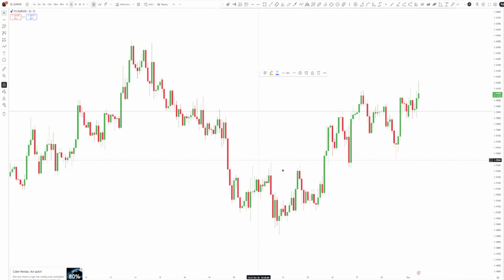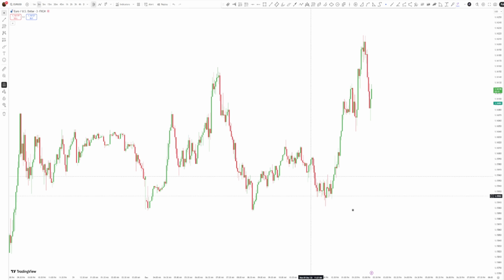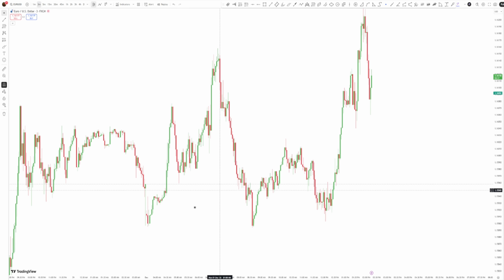Okay, there seems to be an error, but let's fix it. Okay, seems to be an error. Let me refresh this page, reload the tab.